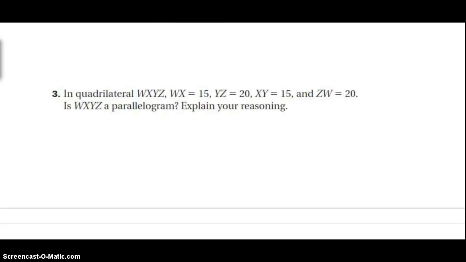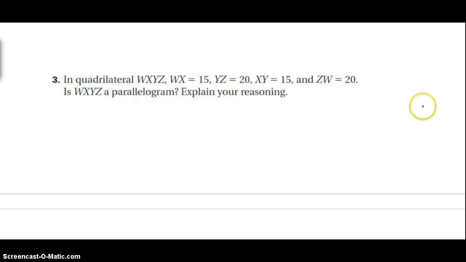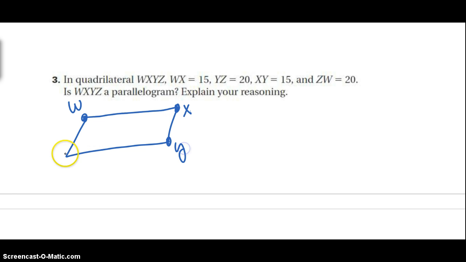Explain your reasoning. Let's look at three. In quadrilateral WXYZ, now I have to draw things. So go ahead and draw that picture. Now remember, if I'm going too fast, you can pause it. You could also go back and rewatch it.